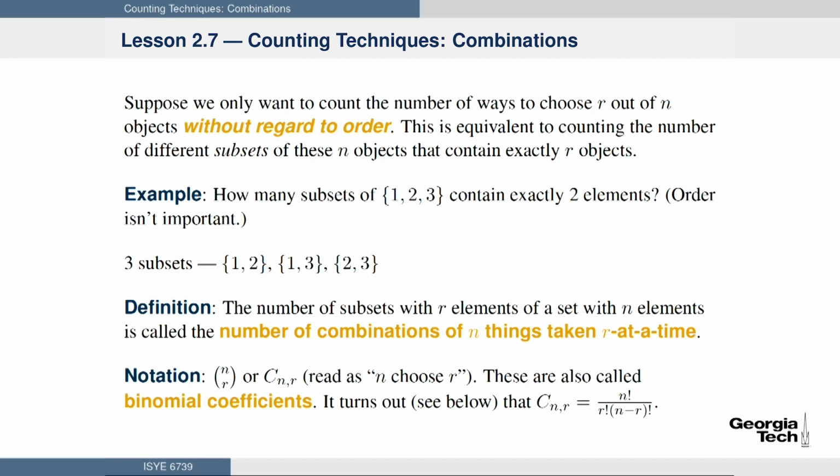These are also, believe it or not, called binomial coefficients. You have seen these when you were a little kid taking elementary school courses. So it turns out, see below, that C(n, R), the number of combinations of n things taken R at a time, equals n factorial over R factorial times (n minus R) factorial. Looks a little bit like the number of permutations, but there's an extra term there.